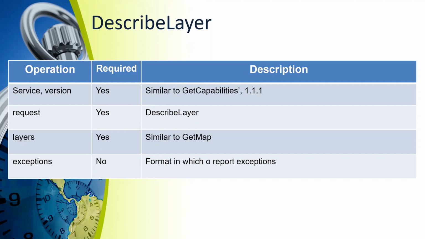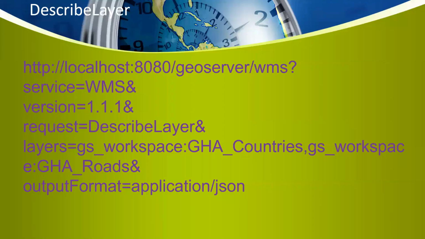So this states the format in which to report exceptions. How does it report the error? Okay. There's some typo there, but yeah, it is. The exceptions explain how the error is going to be shown in your browser or in wherever you are querying it. So this is an example of describe layer.